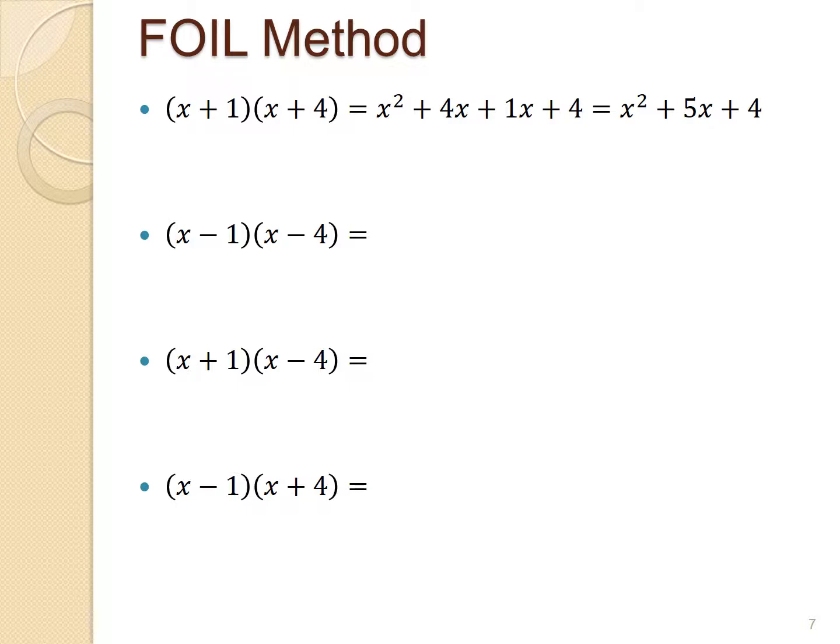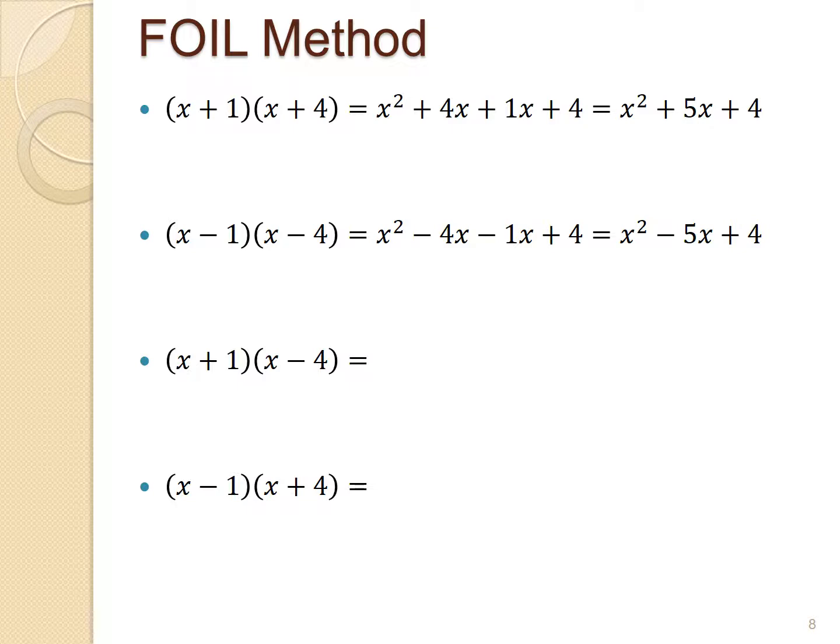Now, the second problem here, if we multiply the first, we get x squared. And if we multiply the outer, we're going to get minus 4x. We multiply the inner, it's going to be the negative 1 times x, so that's going to give us negative 1x. And the minus 4 times the minus 1 is going to give us positive 4.